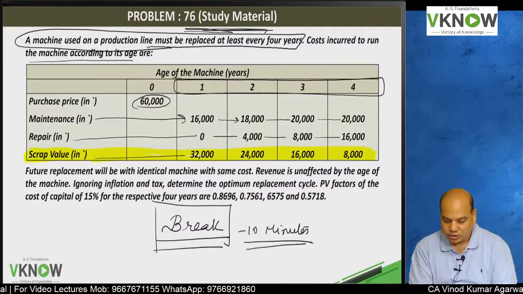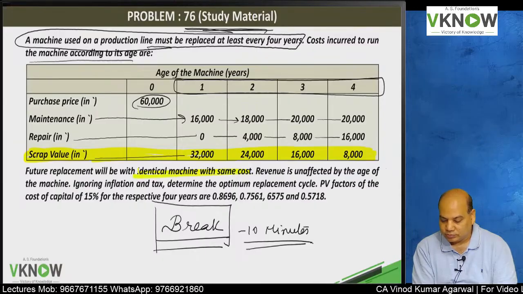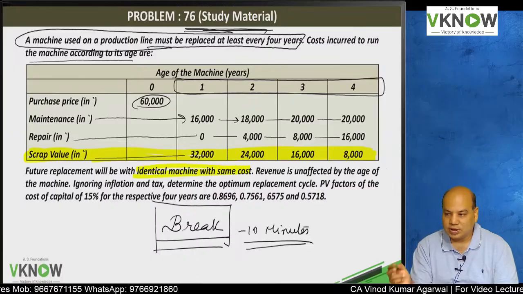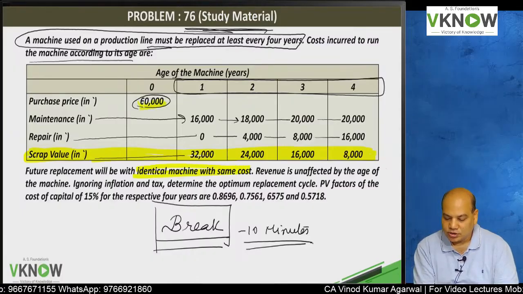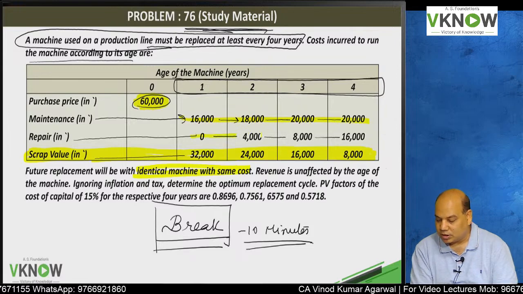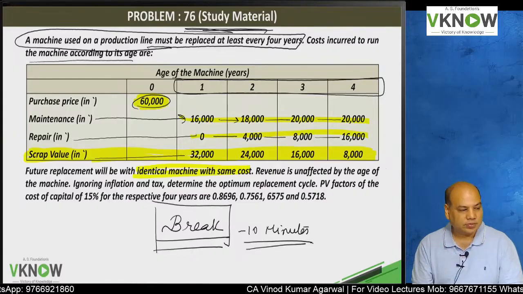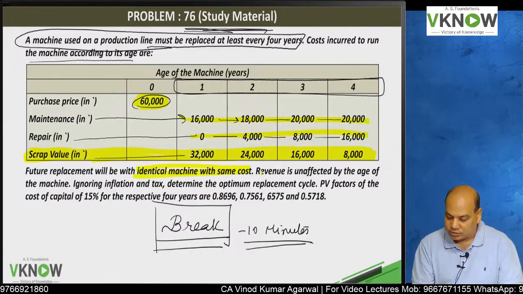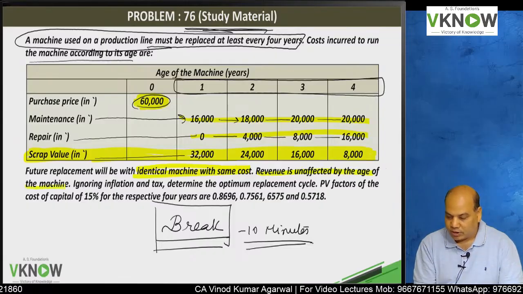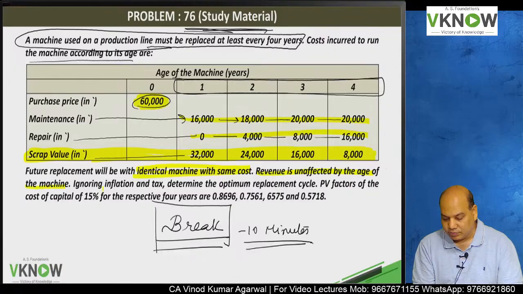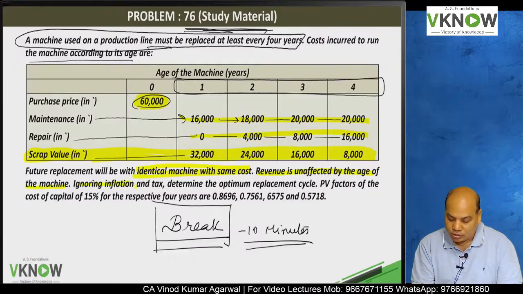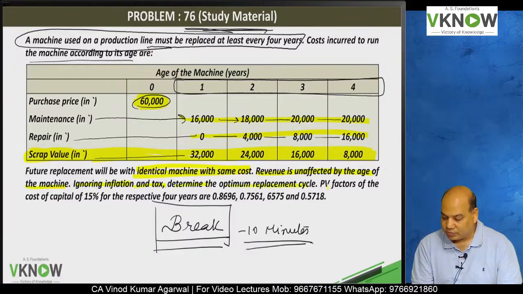So scrap value is decreasing. Future replacement will be with an identical machine with the same cost. That means you can replace it with the same machine, same purchase cost, same maintenance, same repair, etc. Revenue is unaffected by the age of the machine, so this is a problem of cost minimization. Ignore inflation, ignore taxation. Determine the optimum replacement cycle. PV factors at 15% are given to you.